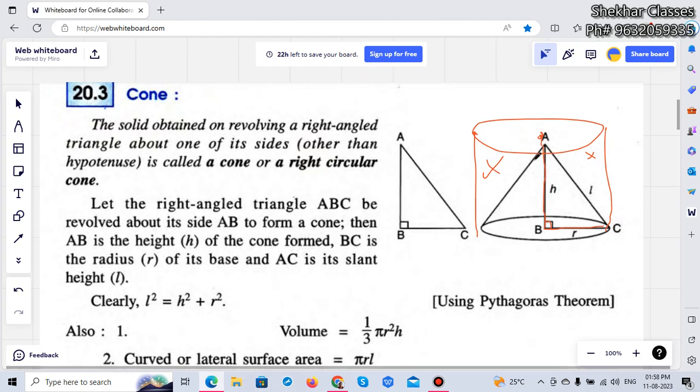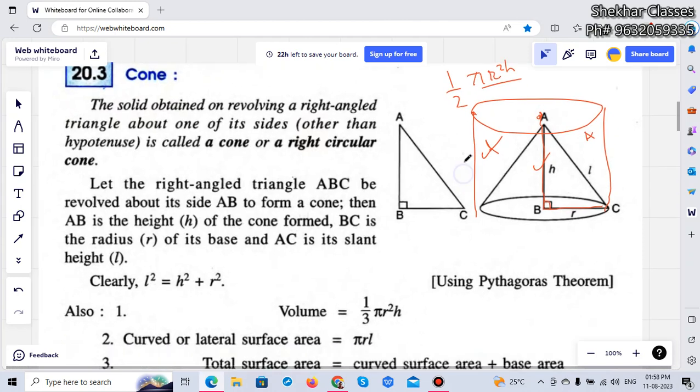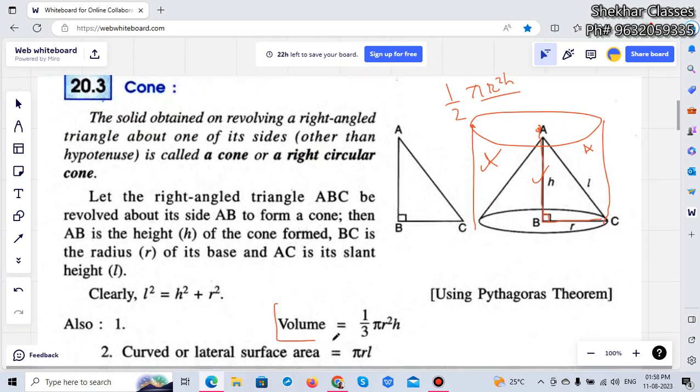Then the volume of the cylinder is pi r square h, say small r in this case, right? So the volume of this cone will be 1/3 of it, because this is 1/3, this is 1/3, and this is 1/3. So 2/3 has gone out, only 1/3 is left. So you can see the volume of a cone is 1/3 of a cylinder volume, having the same area of base and same height. Clear? So remember this part.